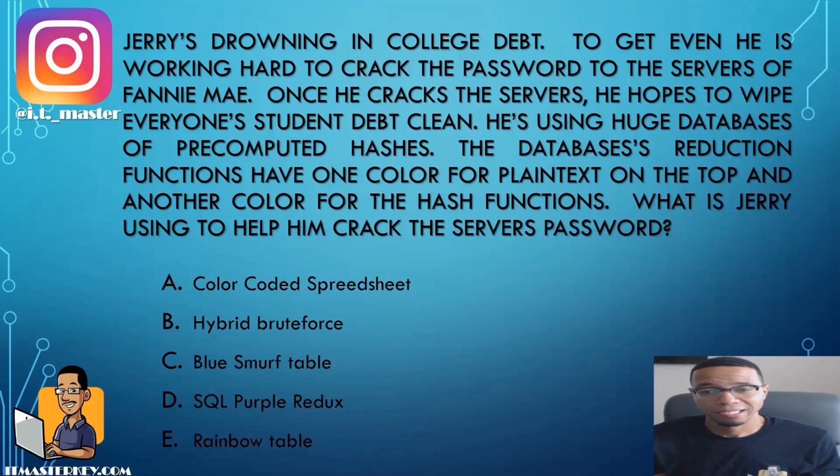Jerry's drowning in college debt. To get even, he is working hard to crack the password to the servers of Fannie Mae. Once he cracks the servers, he hopes to wipe everyone's student debt clean. He's using huge databases of pre-computed hashes. The database's reduction functions have one color for plain text on the top and another color for the hash functions. What is Jerry using to help him crack the server's passwords?